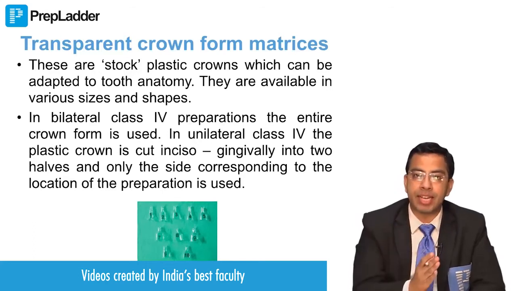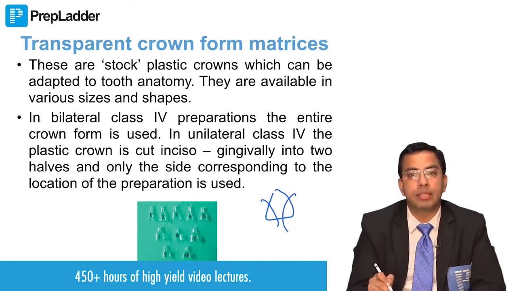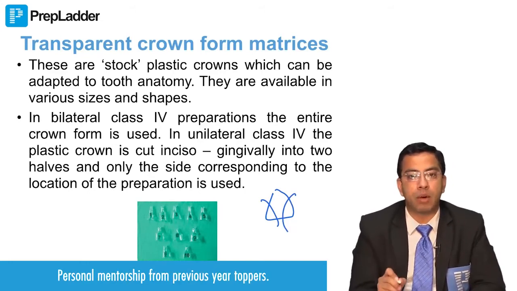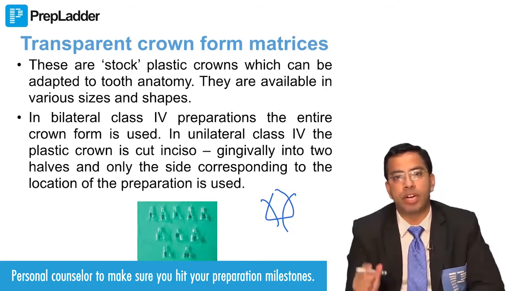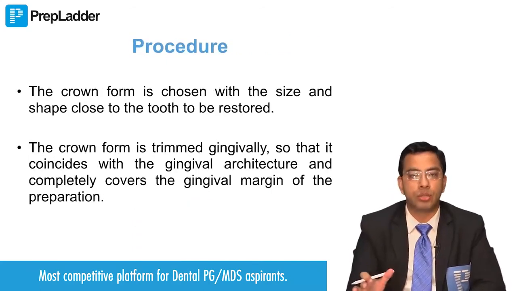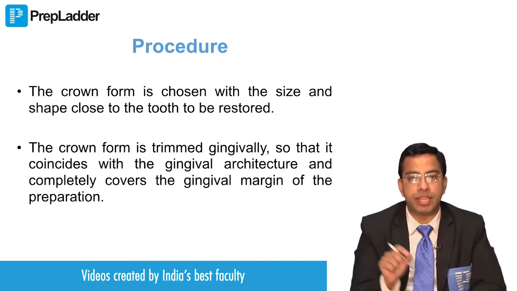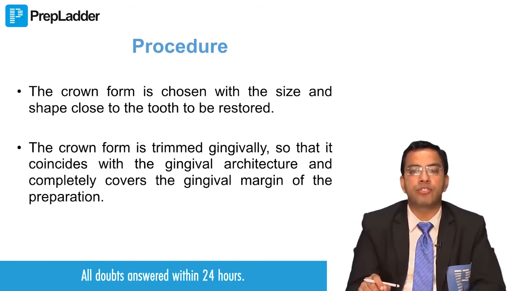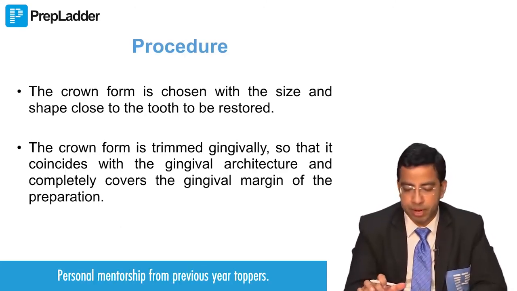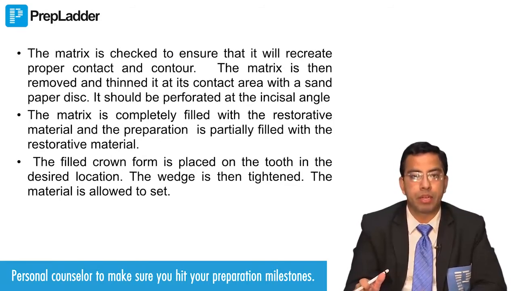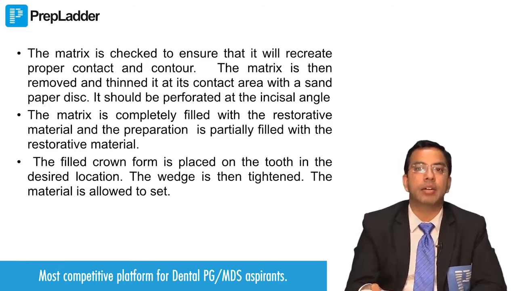However, if there is only one side breakage, that either the mesial side is broken or the distal side is broken, then what you do is that the plastic crown is cut incisogingivally into two halves and only the side which is corresponding to the location of the preparation is utilized. The crown form is chosen with the size and the shape which is closest to the tooth to be restored. Then the crown is trimmed gingivally so that it coincides with the gingival architecture and completely covers the gingival margin of the preparation. The matrix is checked to ensure that it will recreate the proper contact and contour.